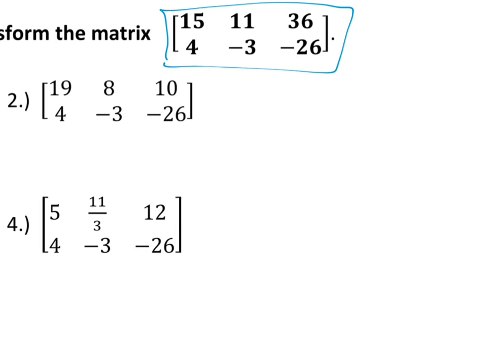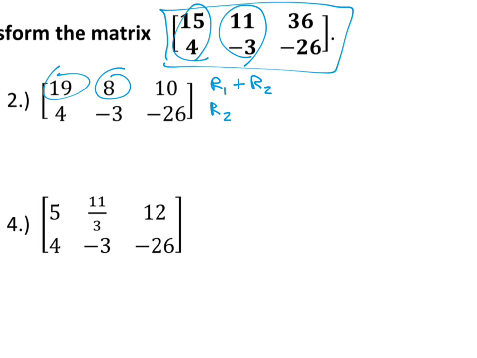Well, I noticed that the second row has not changed. So something changed about my row 1. Did my row 1 get times by a number? Doesn't look like it. Did it get switched with my bottom row? No. So our last option is it got added or subtracted from the other row, and we just added the second row on top. So it's 15 plus 4, 11 plus -3, and then 36 plus -26 gives you the 10 there. So that's what happened there.